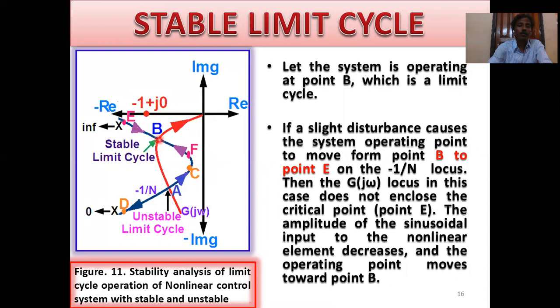This position moves point B to point E. This is the point E. Then the z omega locus in this section does not enclose the critical point, point E. This is the outside, does not enclose, so x decreases, and this is the direction, because x tends to 0. This is the x tends to 0.